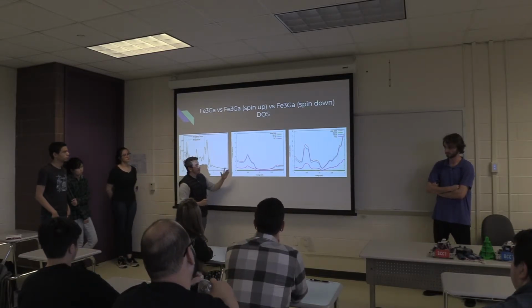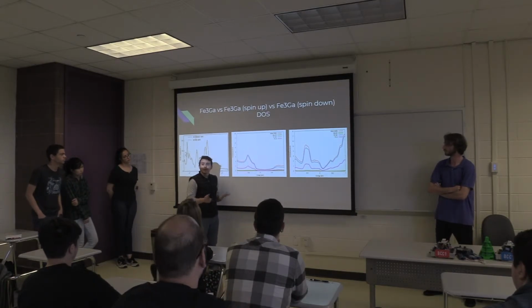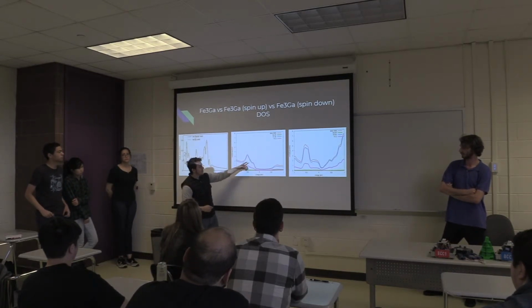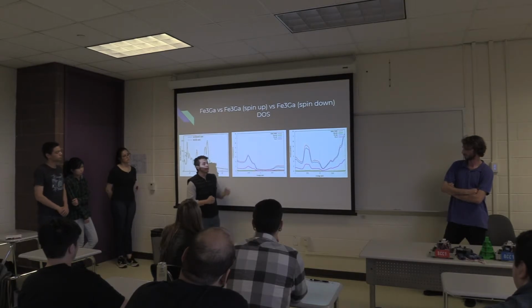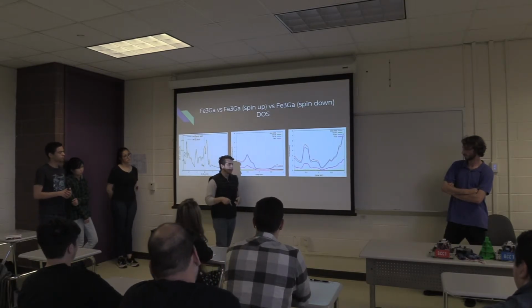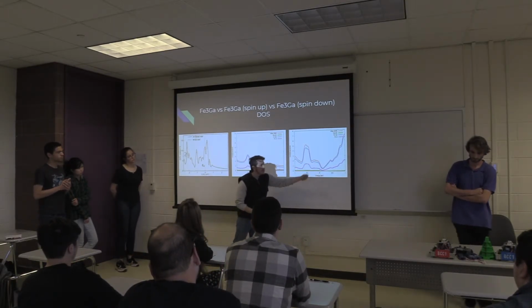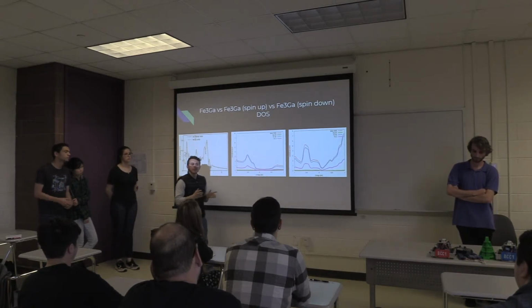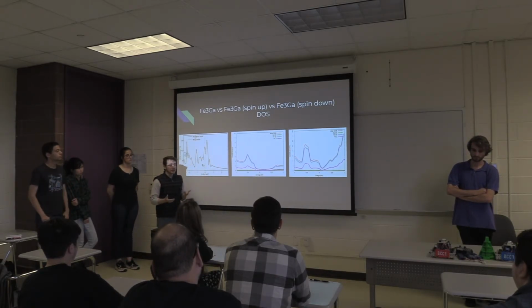But now, if we apply spin polarization up, that means that we make all the electrons spin up, we get a very stable level around the Fermi energy. And if we make all of them spin down, we also get a very stable energy level here. That means that this material has a ferromagnetic nature, basically.